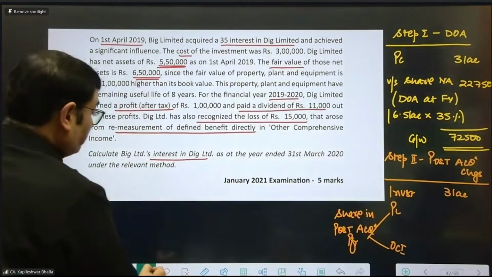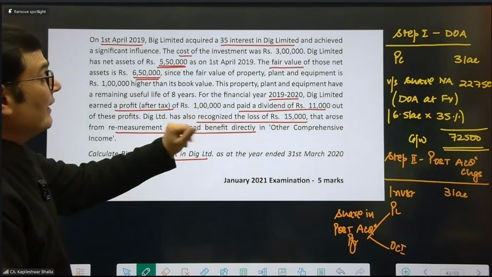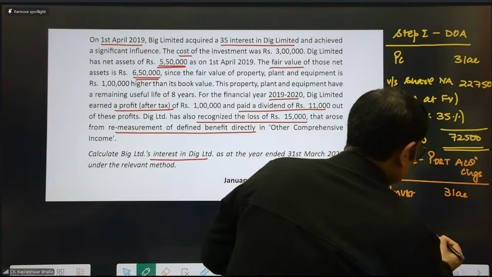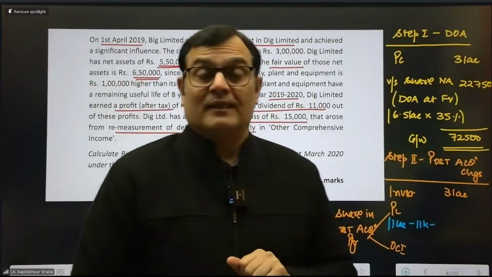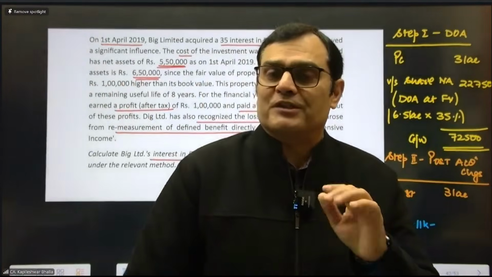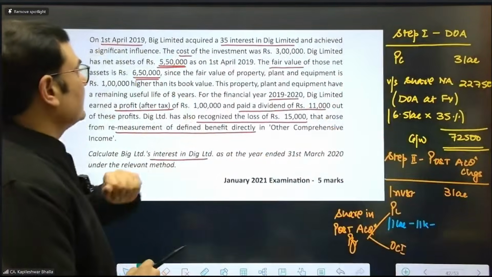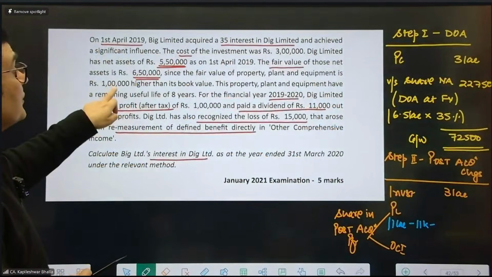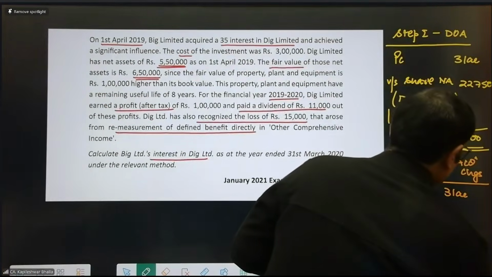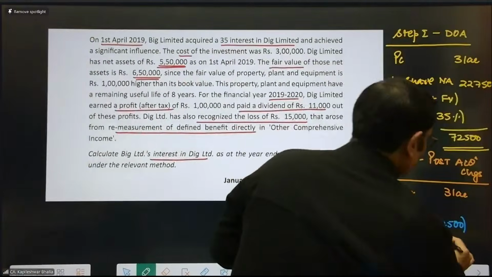So when I take the share in the post-acquisition profits in terms of P&L, I'll consider 1 lakh minus 11,000, and minus the additional depreciation as well. So we're taking the share in the retained profits. 1 lakh was earned, 11,000 was paid, so 89,000. And then there is an additional depreciation. 1 lakh is the increase compared to the book value. Life is 8 years. So 1 lakh divided by 8, it is 12,500 additional depreciation. So this into 35%.